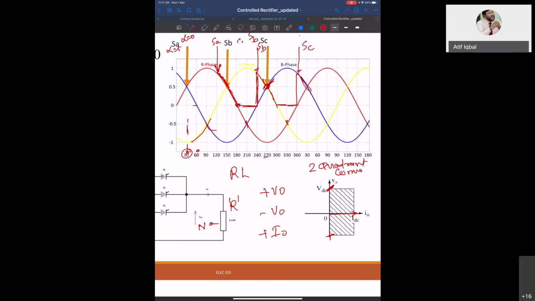Okay, if this is R load. But if it is RL load, it will go in the negative.